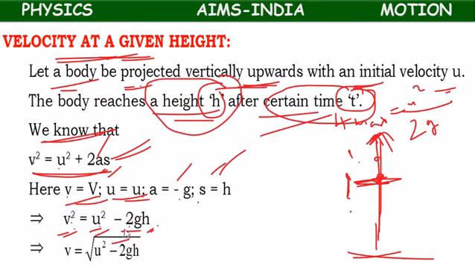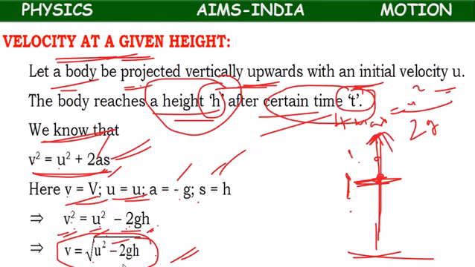Taking the square root, v equals root of u square minus 2gh. So this is the formula for velocity at a certain height.